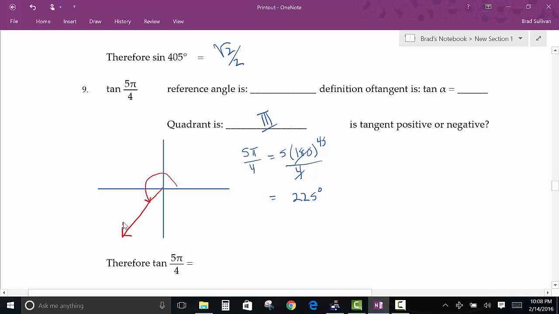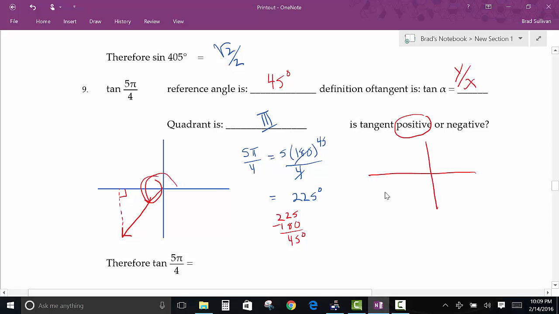So when we do the reference angle again, we go straight to the x-axis. Then we're looking for this angle right in there. Okay, so what we do is we do 225 minus 180 to get 45 degrees left over. So we have a 45 degree reference angle. Okay. Now what we're doing is the definition of the tangent is y over x. The other thing that we learned is the tangent's positive in quadrant 3.